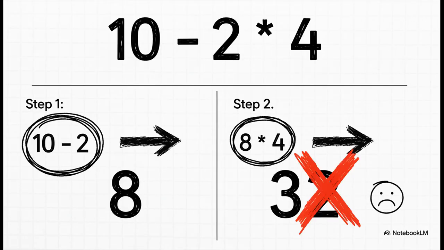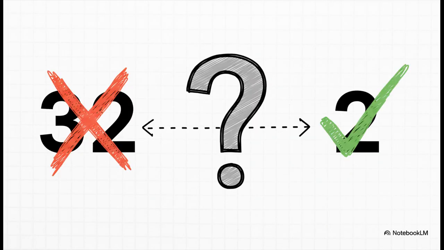Now, your first instinct is probably just to go from left to right. You do 10 minus 2, which is 8, and then you take that 8 and multiply it by 4, and you get 32. Seems perfectly logical, right? Well, it's wrong. The correct answer is actually 2. And right now you're probably thinking, wait a minute, how? How does the computer know not to just read from left to right like we do?